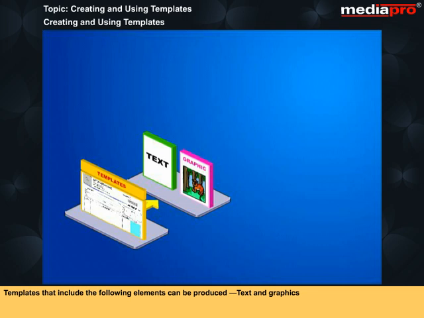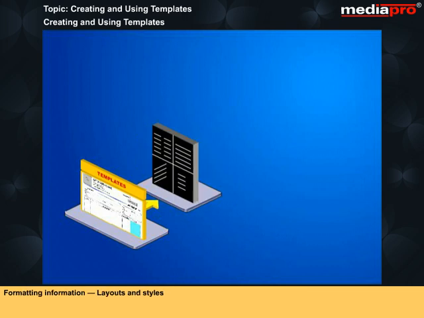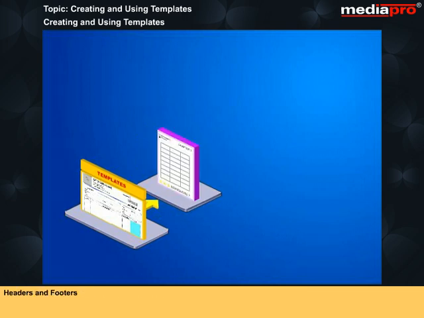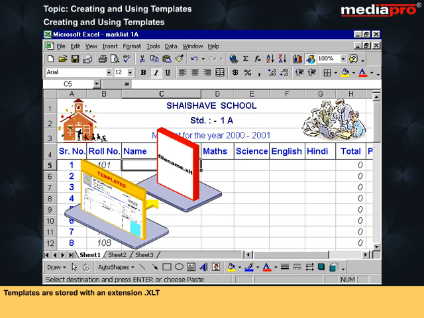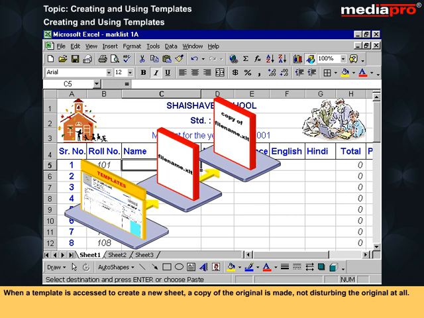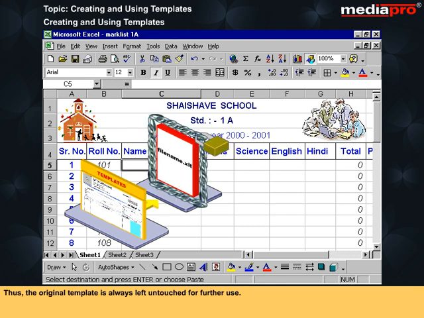Templates that include the following elements can be produced: text and graphics, formatting information, layouts and styles, headers and footers, formulas, macros. Templates are stored with an extension .xlt. When a template is accessed to create a new sheet, a copy of the original is made, not disturbing the original at all. Thus, the original template is always left untouched for further use.